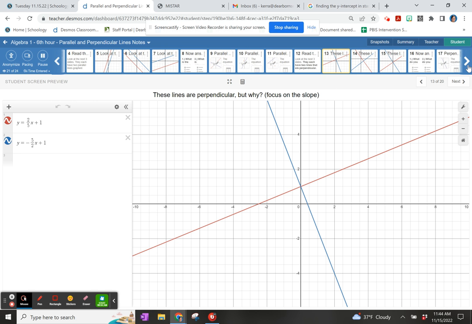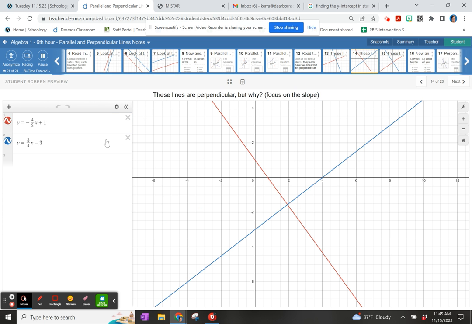The last type of lines we're going to talk about is perpendicular. Now, perpendicular, we have a fraction here. We have 2/5, but then the perpendicular slope is the opposite. So this was really a positive. Now it's negative, and we flip it. It's called reciprocal. So the slopes are opposite reciprocals.